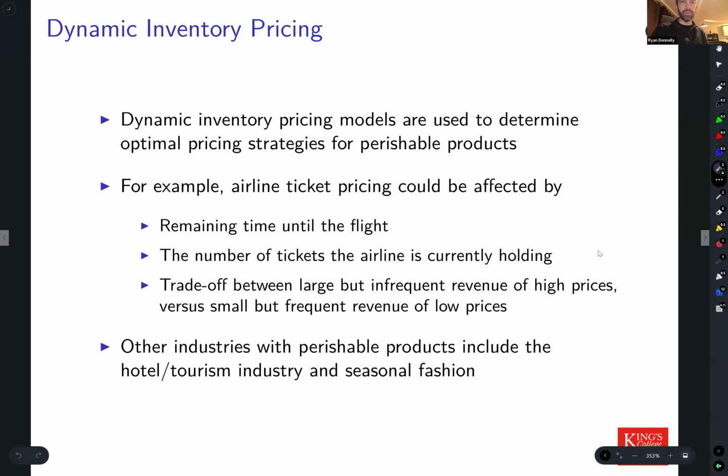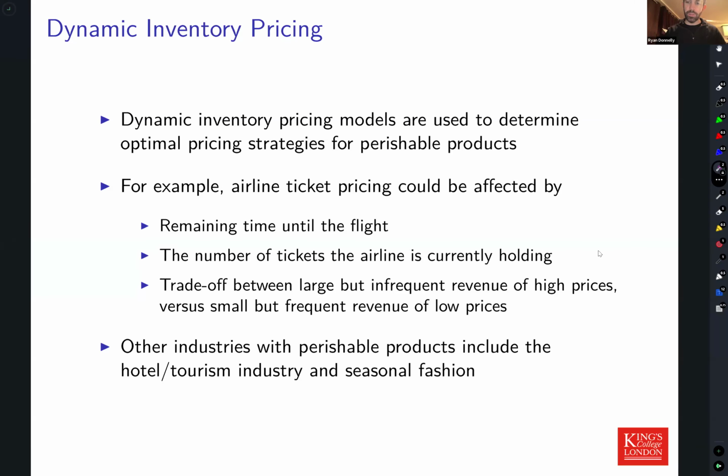So a little bit of background on what kind of problem we're going to be looking at here. Dynamic inventory pricing models can be used to figure out optimal pricing strategies for perishable products. So we want to think of perishable products as being things that have to be sold by some time, which we'll be denoting by capital T.